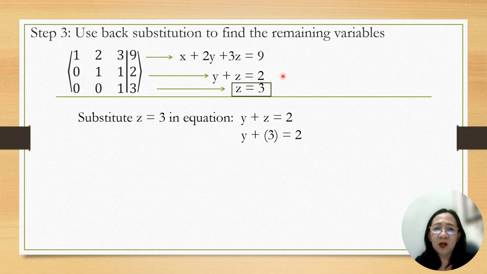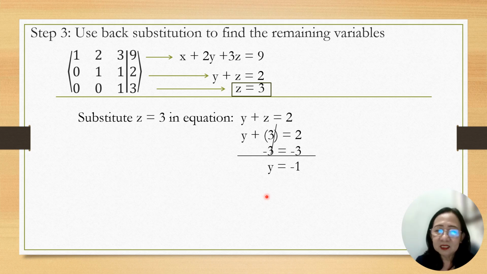So we have y plus 3 is equal to 2. And then let us add both sides by the opposite of 3, which is the negative 3. That's why that is now equivalent to 0. So y is 2 plus a negative 3, that is negative 1. So this is the value of y.